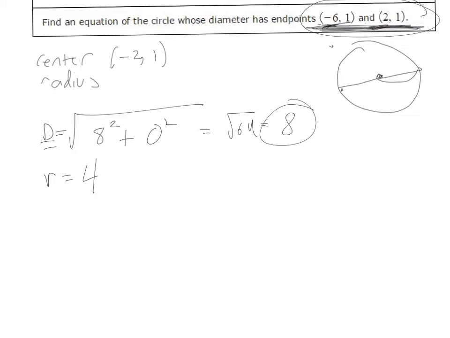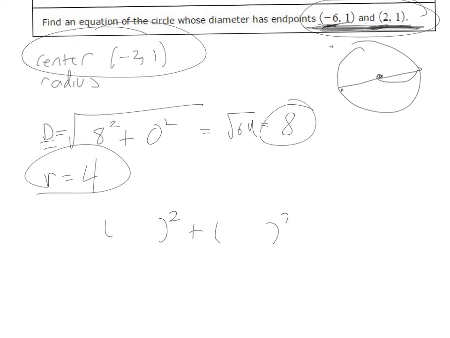So knowing the radius is 4 and knowing that the center is negative 2, 1, I can say my equation is going to have this form where something squared plus something squared equals radius squared. That radius squared is 16. And I want this to be x plus 2, because I want to make sure that this makes that thing 0. Like when I plug in negative 2, it should make this 0. And when I plug in 1, it should make this 0. So this needs to be y minus 1.